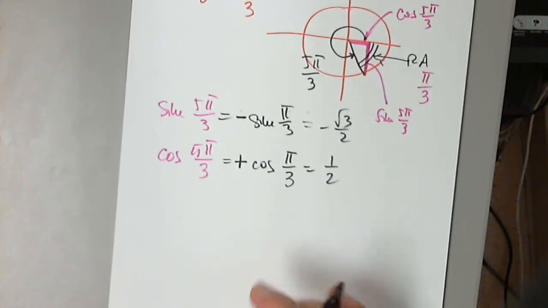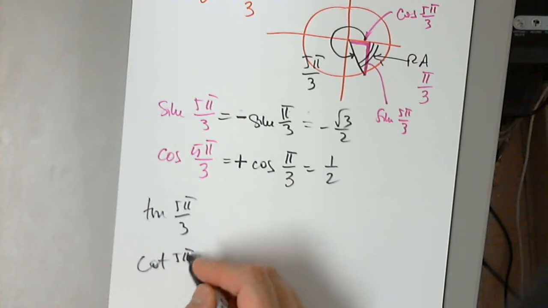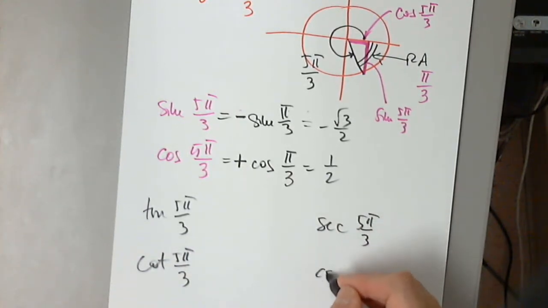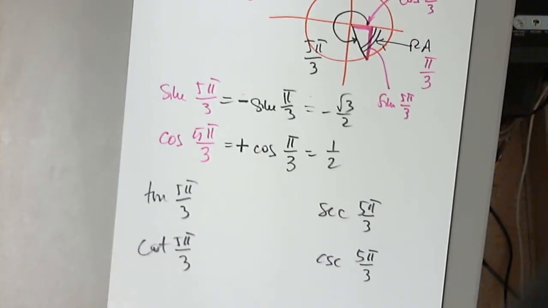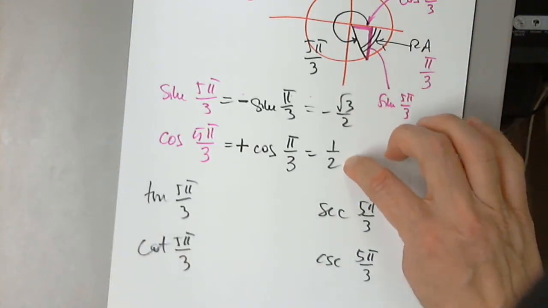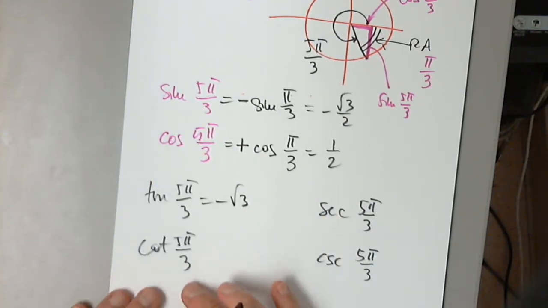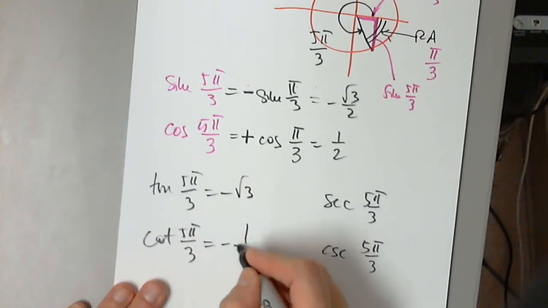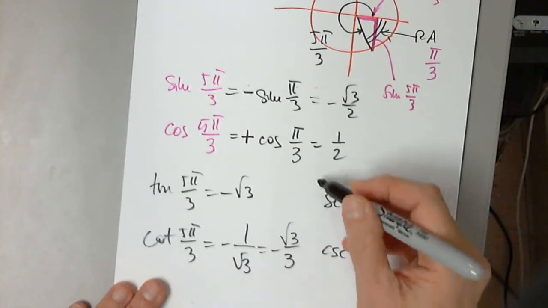I can immediately determine tangent of 5 pi over 3, cotangent of 5 pi over 3, secant of 5 pi over 3, and cosecant of 5 pi over 3. You don't need any table. Tangent is this number over this number. Very good. Negative the square root of 3. Awesome. Cotangent is the multiplicative inverse of this, which will be negative 1 over the square root of 3, but we need to rationalize into negative the square root of 3 over 3.